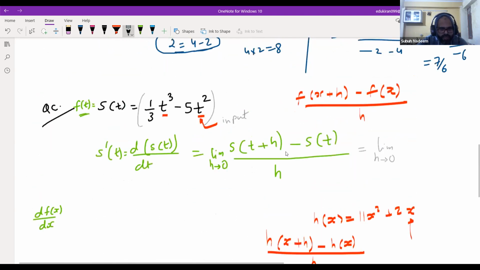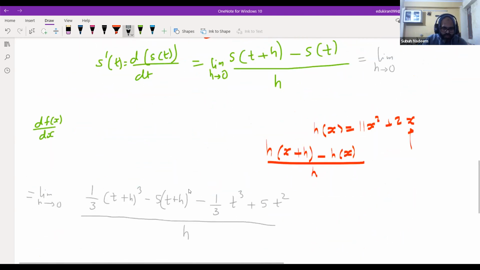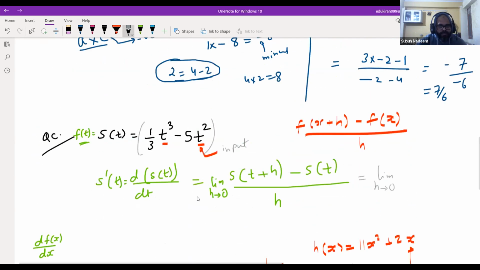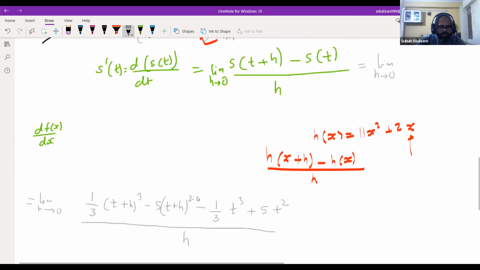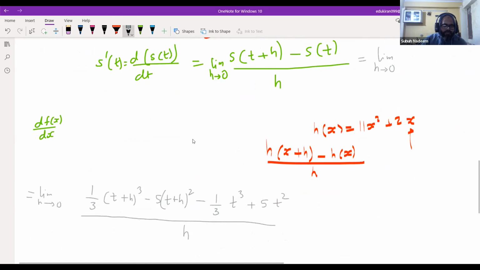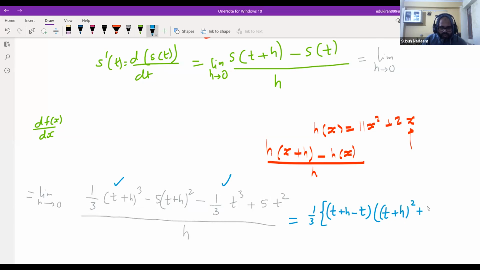This is f of (t plus h) whole square. Sorry, this is whole square. Okay. Yes, sir. So this will be equal to, now these two are there, from where we can take 1 by 3 common. A cube minus b cube is (a minus b) into (a square plus b square plus ab).